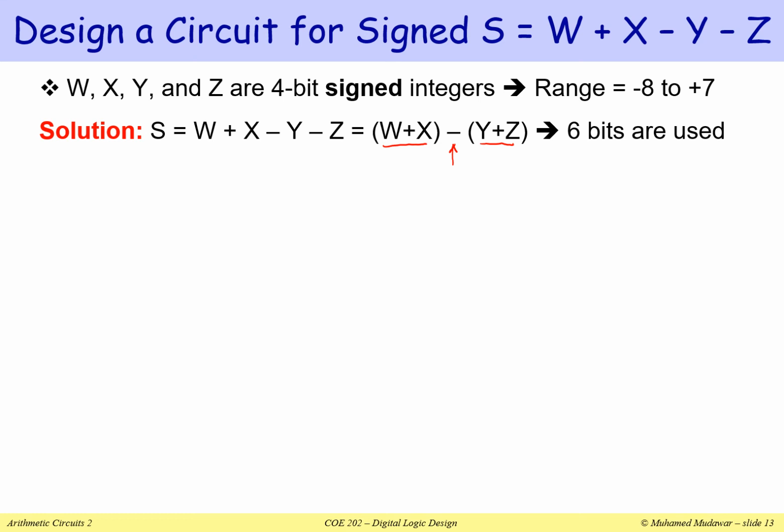Now you can say, how many bits do you need? When you add W plus X, and W and X are 4 bits, the exact sum will be 5 bits. The same thing when you add Y plus Z, the exact sum will be 5 bits. And when you subtract, you will get 6 bits in total. You can also look at the range of values and you can see that you need 6 bits to represent the exact final sum. So let us design such a circuit.